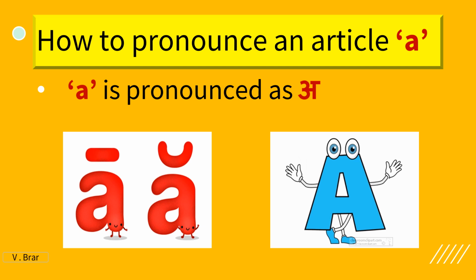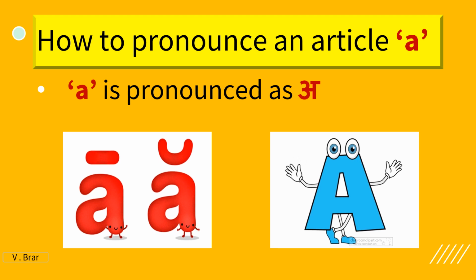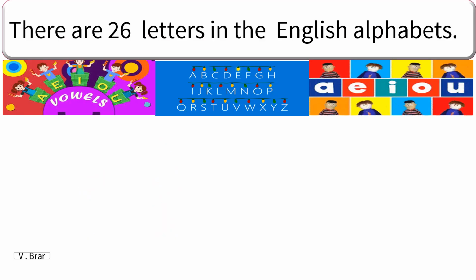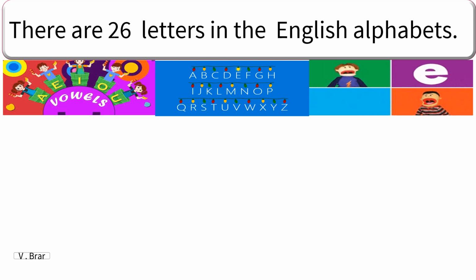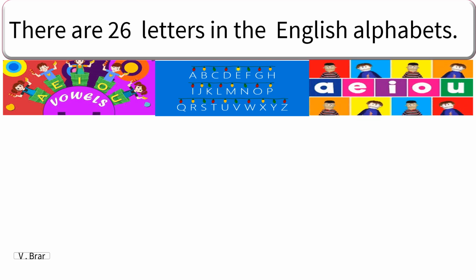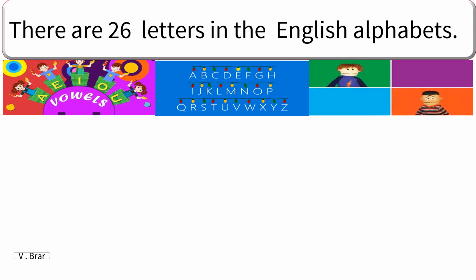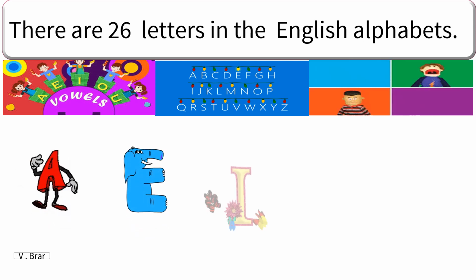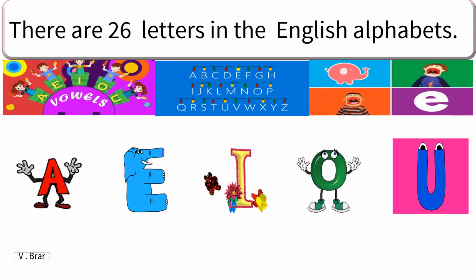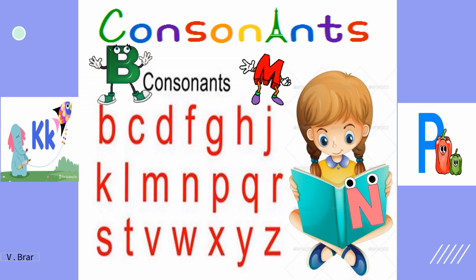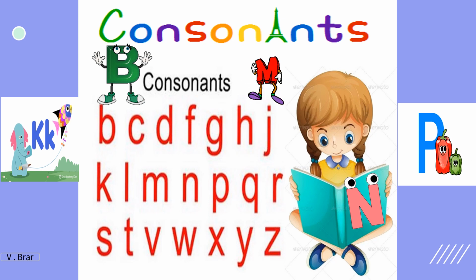So let's learn about our alphabet family now. Children, in our English alphabet family, we have 26 letters. Out of 26 letters, 5 letters are vowels. These are A, E, I, O, and U. So now we know there are 26 letters in the alphabet, 5 are vowels, and the remaining 21 letters are called consonants.